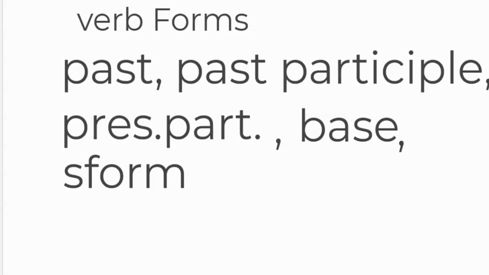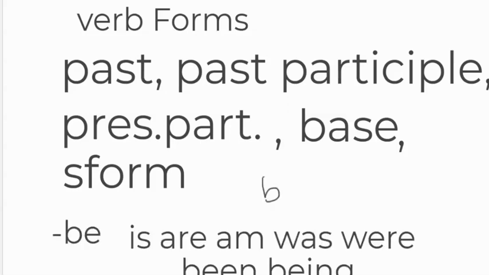There's only one verb in English that has more than five forms. So be, is, are, am, was, were, been, and being. Got that, right? All other verbs in English have base form, S form, past participle, and present participle. Of course, the verb be has these eight, but they correspond to those five forms that I've just mentioned.